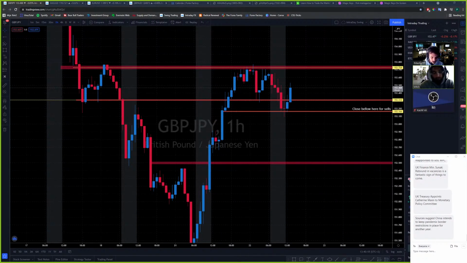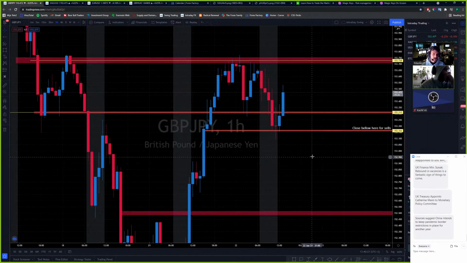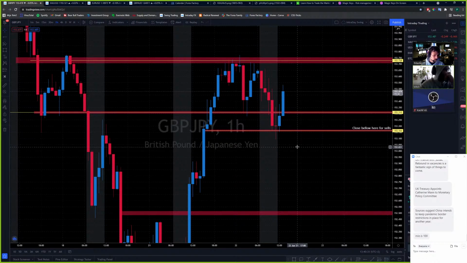Can I deposit $20 on Dominion markets? I don't know. I think you're going to have to check what the minimum is. Yeah, minimum is 100.